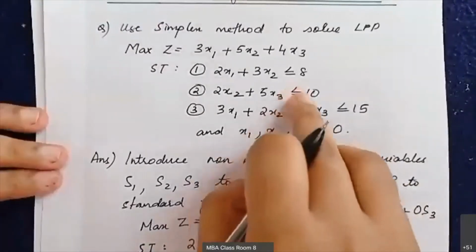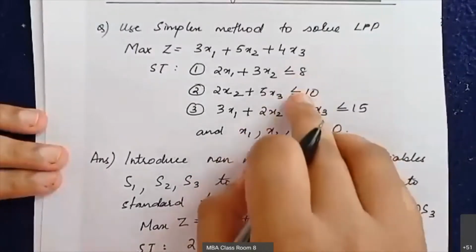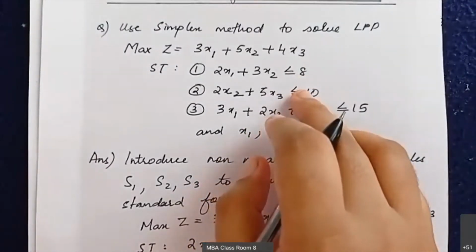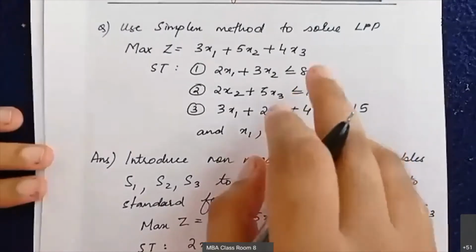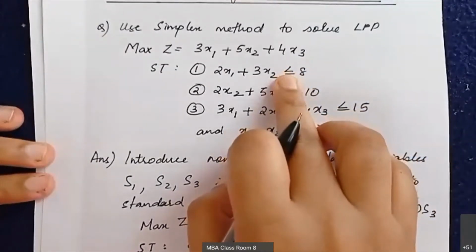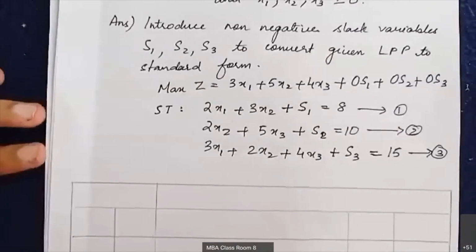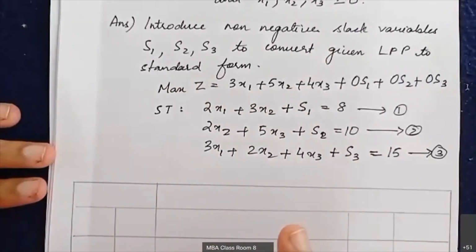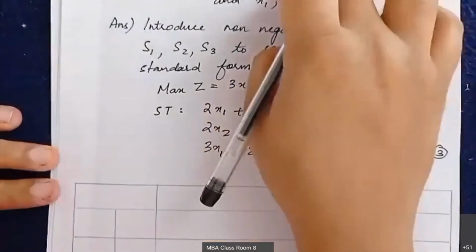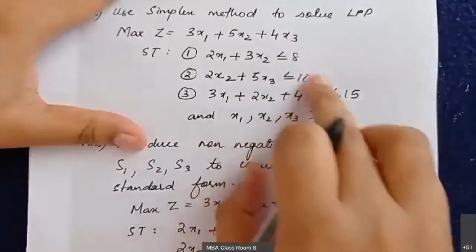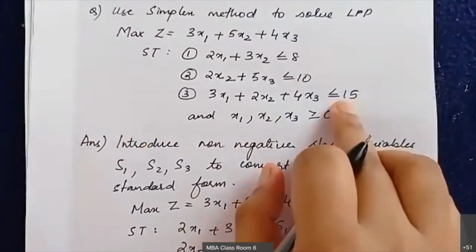If any of the constraints is greater than or equal to, or if any of the constraints is equal to, then we follow a different method. That we'll see in the next class. So only if the constraint is of the type less than or equal to, we will be following the below steps. Clear? Is it clear till then? And our right hand side values are all positive numbers, so we don't have to worry.